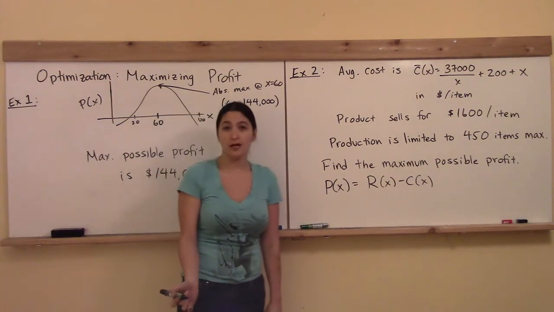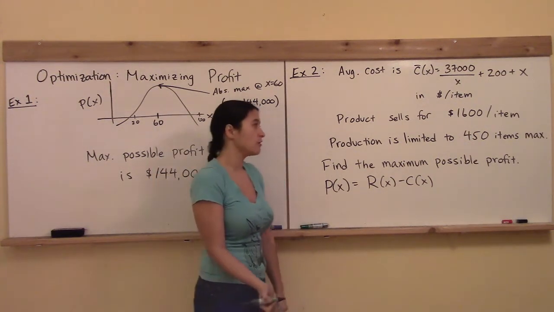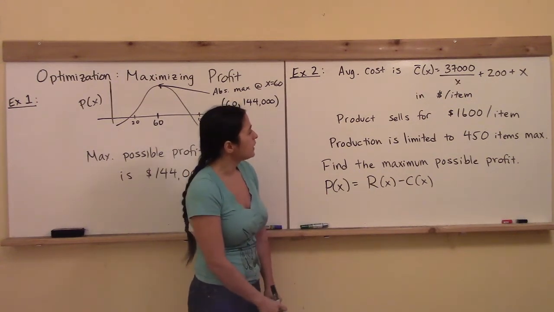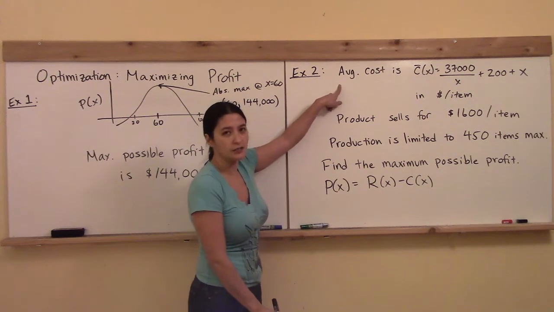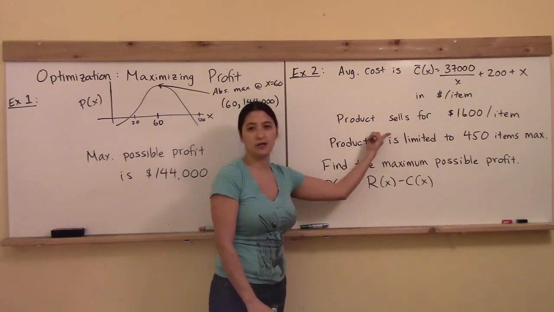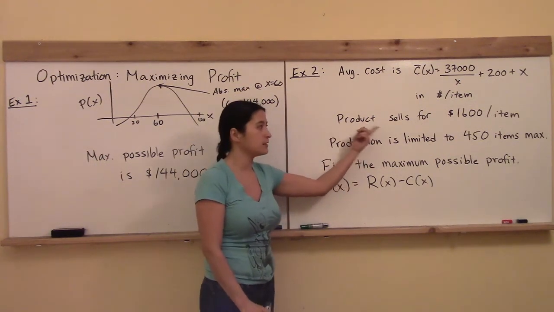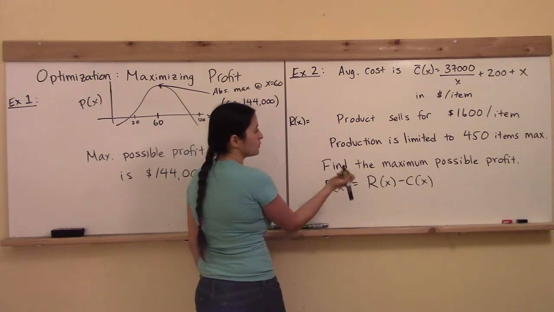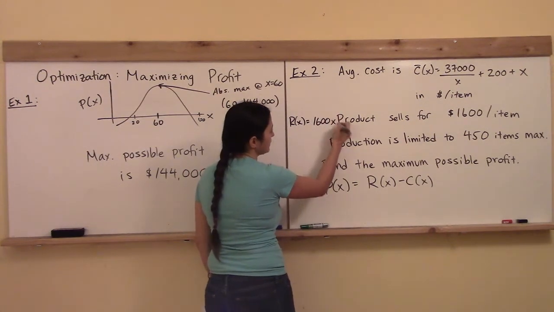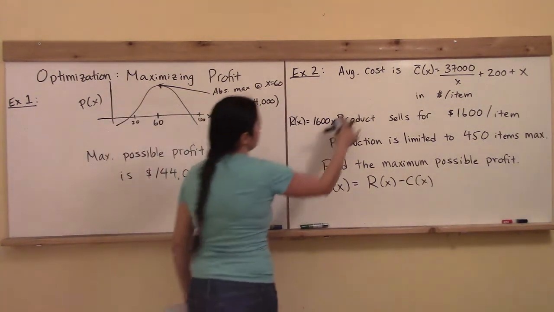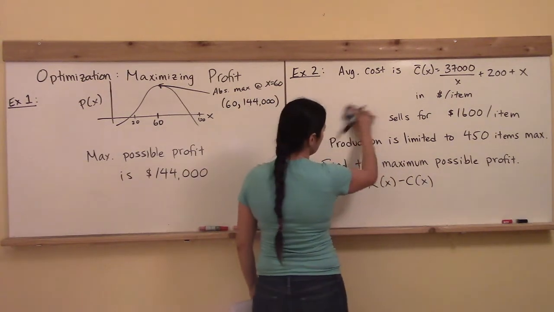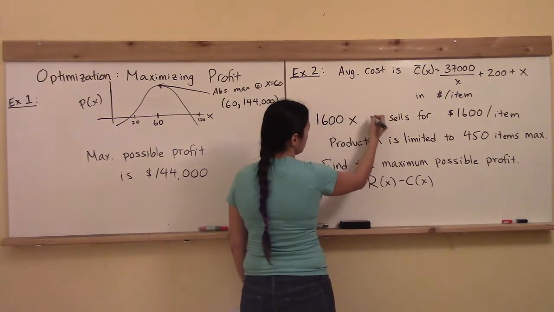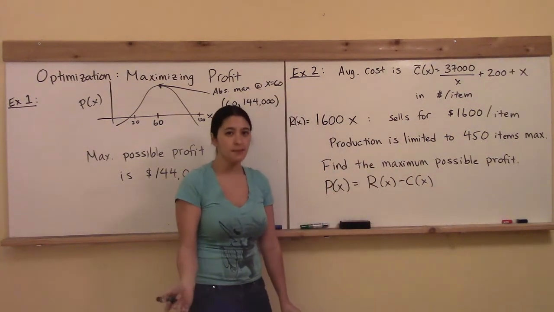Okay? Can you get R of x from this? Can you tell me what the function R of x is going to be from some sort of information in this question here? Let's see. That talks about cost, so that's not it. This is the selling. This is where I'm making my money, is I'm selling them for $1,600 a pop. So what does that mean? R of x equals 1,600x. Exactly. That's what comes from the fact that the product sells for $1,600 per item, and so R of x is going to be the price times the number of items. Nice. So I got my R of x.